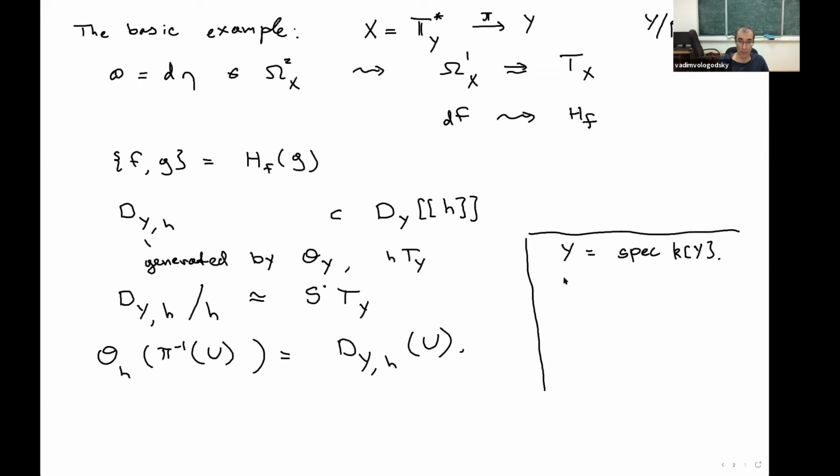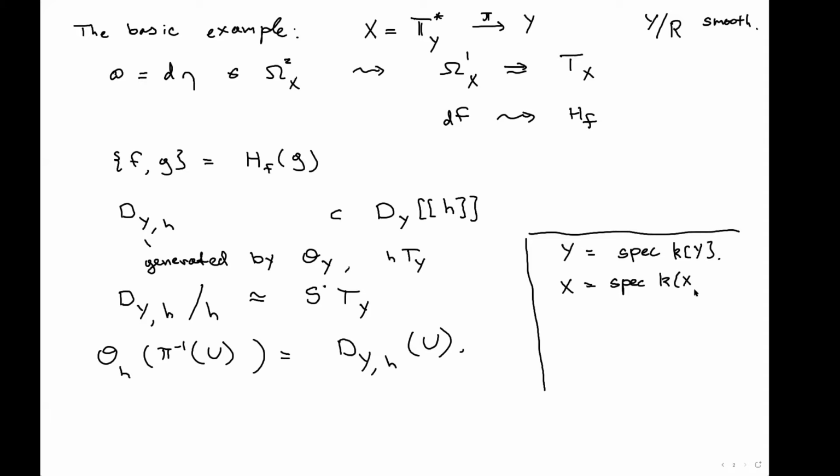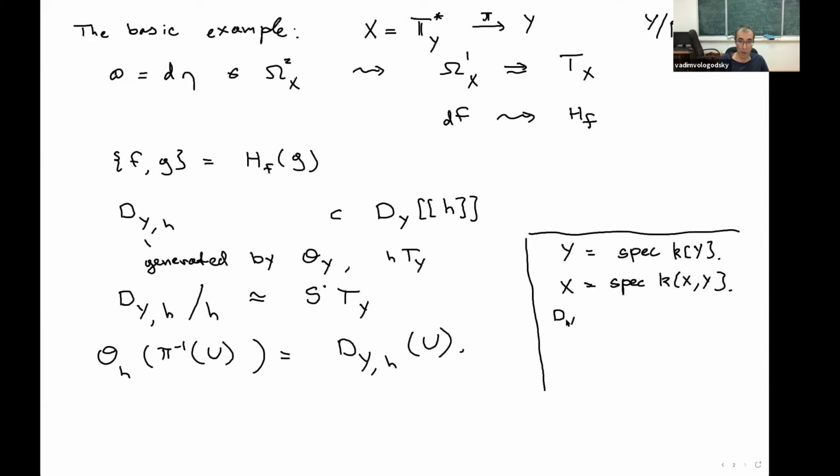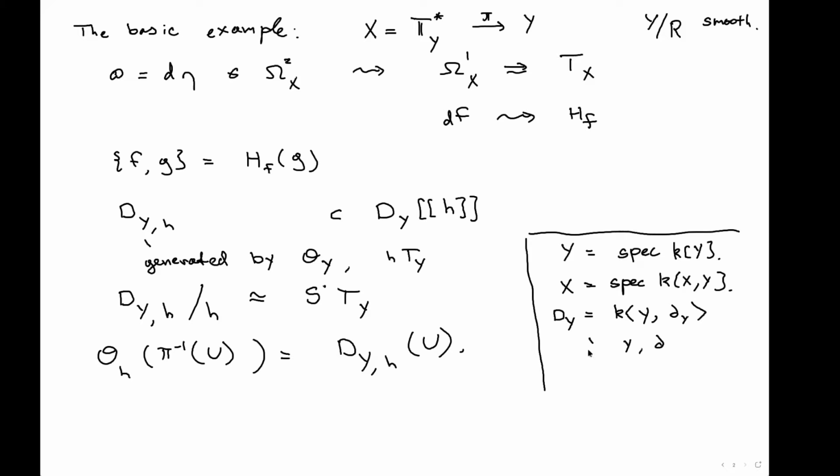Then X is Spec K[X, Y], right? This is the cotangent bundle. And then, okay, so what is D_Y? It's the algebra generated by two variables, by the global functions, K[X, Y], and the global differential operators, dy, and the relation is that Y times dy is equal to 1.